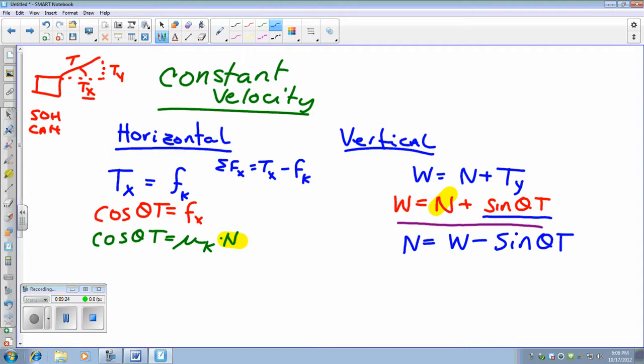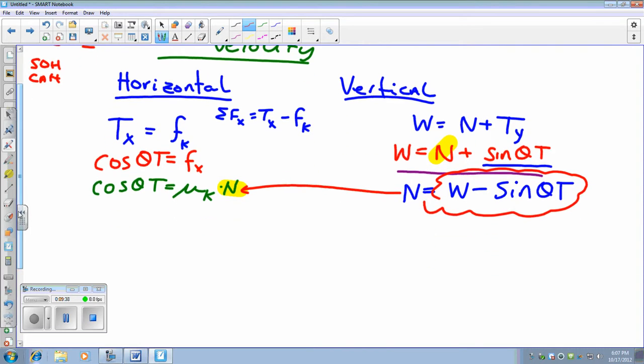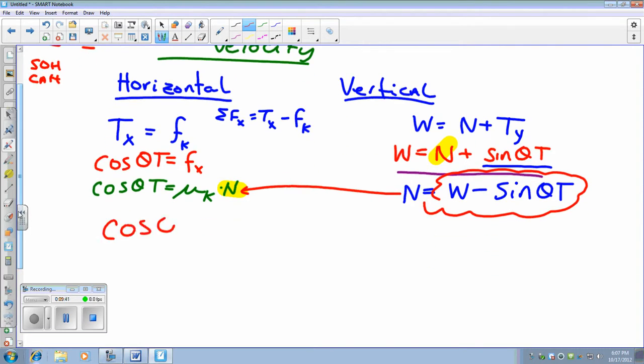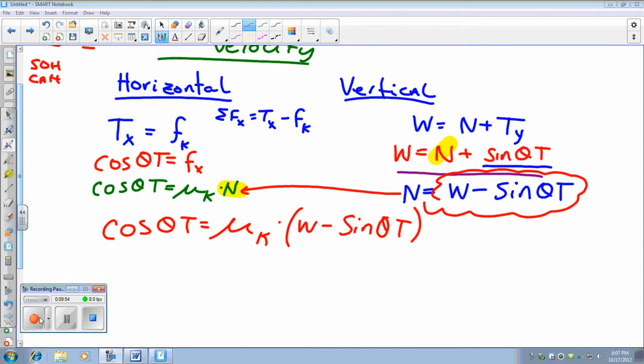I can now take this whole little buddy right here, weight minus sine theta multiplied by the tension, and plug that in right there. So I'm going to get a new helpful equation. Cosine theta multiplied by the tension is equal to the coefficient of kinetic friction multiplied by the weight minus sine theta T. Okay. Whew.